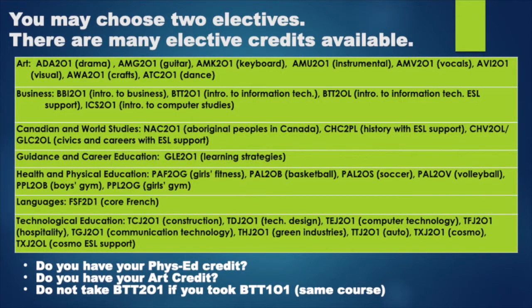Now, in grade 10, you have 2 electives like you did in grade 9. But the good news for grade 10 is there's a lot more elective classes to choose from. So for instance, in the arts, you're looking at drama, you're looking at guitar, you're looking at keyboard, you're looking at instrumental, you're looking at vocals, you're looking at visual arts. We have a dance program, our dance class, and crafts as well. Also, we have several business classes. You got BBI 201 and BTT 201.